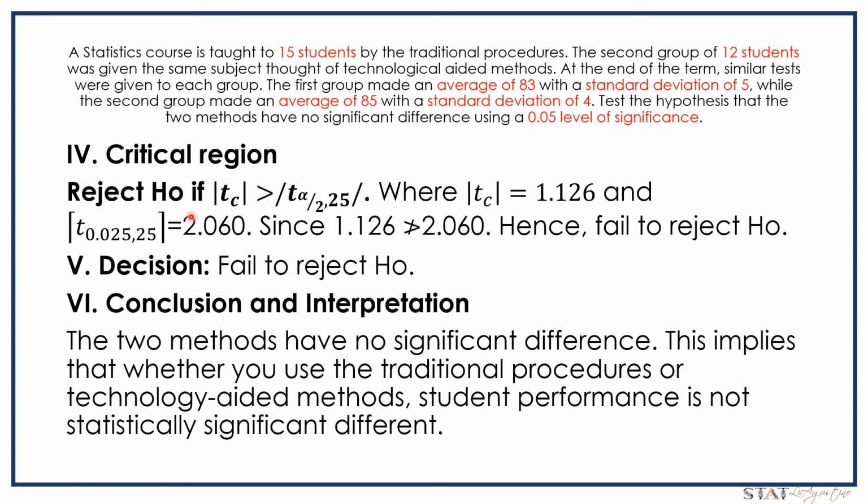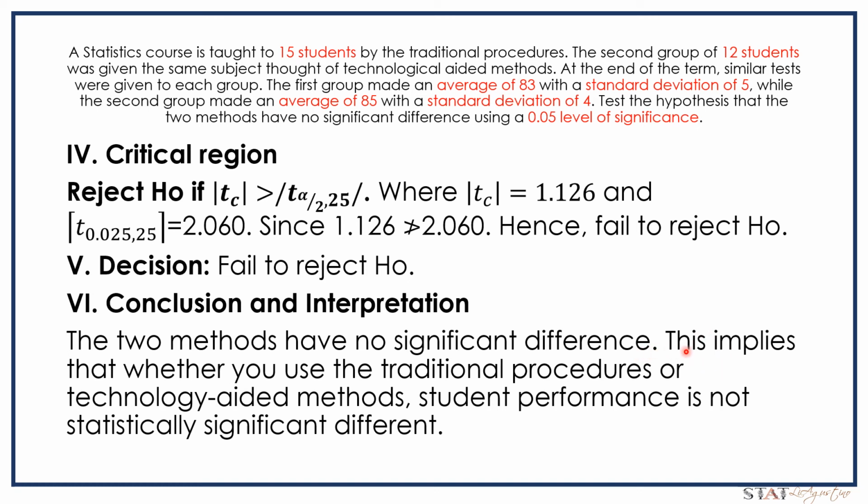because this is our decision rule, we can only reject H0 if it is greater, but that is not true. Hence, we fail to reject H0. So step 5: fail to reject H0. That is our decision. And our conclusion and interpretation can be stated this way, or you can have another thought: the two methods have no significant difference. It is based on our hypothesis.